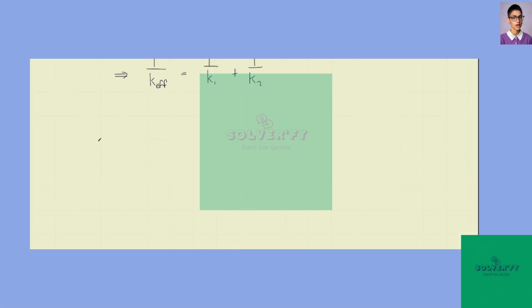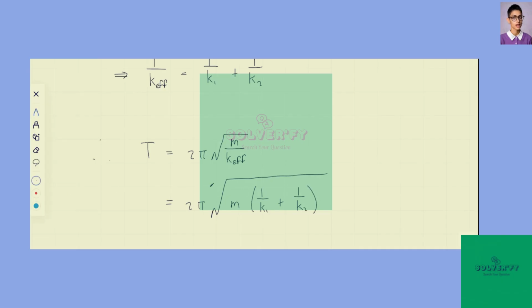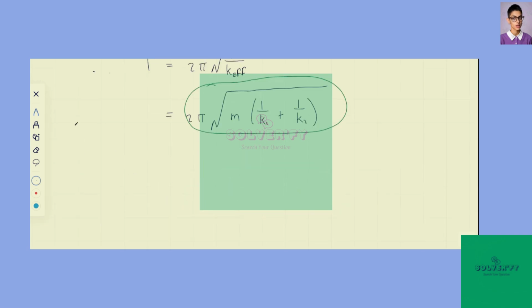K2. And so therefore the period T, which we know is defined as 2 pi times the square root of the mass M divided by the effective spring constant, can be written as 2 pi times the square root of M times 1 over K1 plus 1 over K2. And so the period for the first configuration is proven.